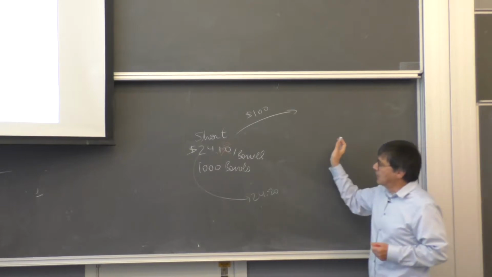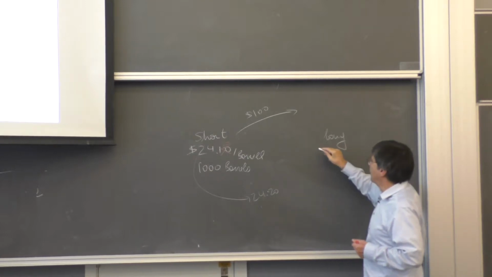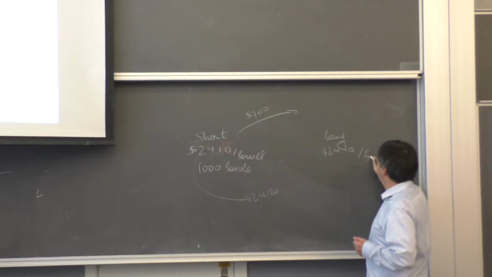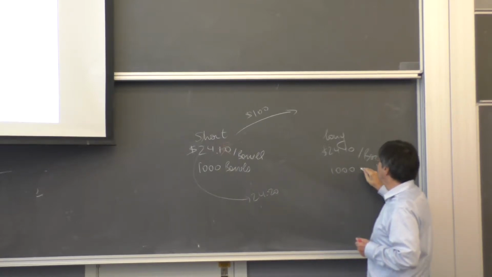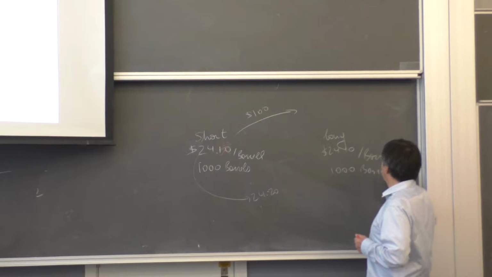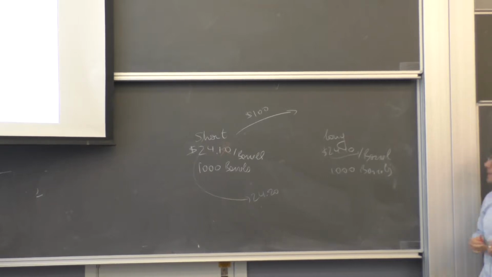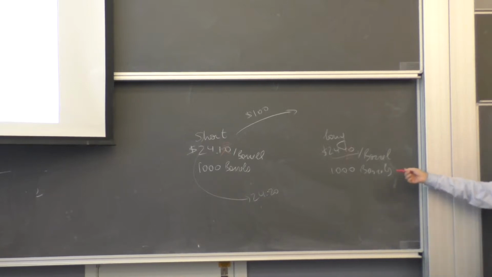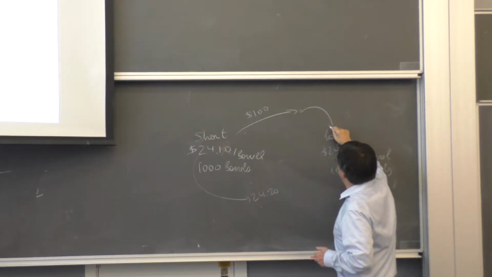There's a long position shadowing this one. There's a long position which initially it entered, say, at the same price, for the same number of barrels. And that person agreed to buy 24.10. The exchange is going to come to this person and say, well, actually, the new price is 24.20. That person is going to complain. It's going to say, wait a minute, now I'm going to have to spend $100 more. And then the exchange says, don't worry, here's $100.